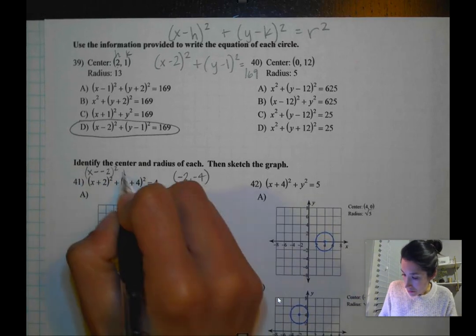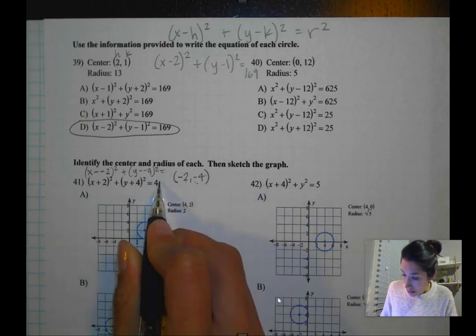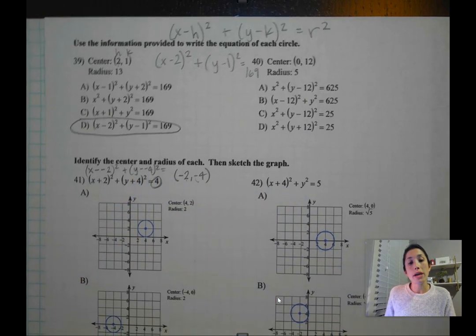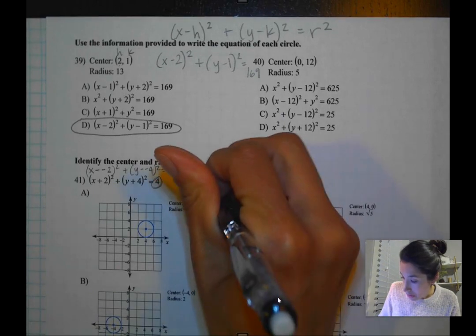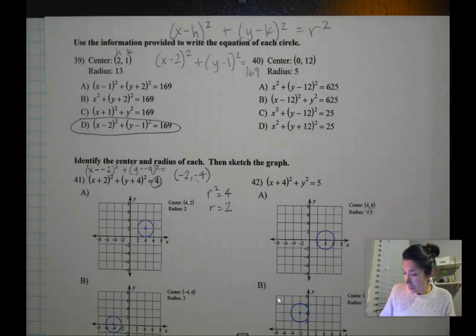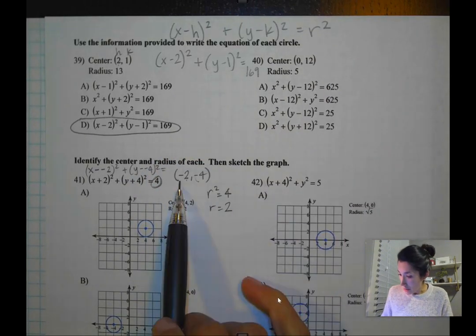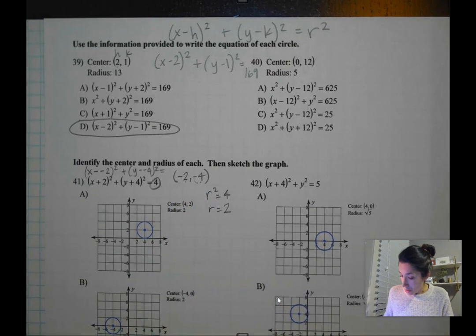Okay, and then this would have had to have been y minus negative 4 in parentheses squared. And then here, this number 4 is our radius squared. So our radius squared is 4. So then we would just take the square root of that to get the radius of 2. So now all I have to do is match this negative 2, negative 4, and a radius of 2. That would be answer C.